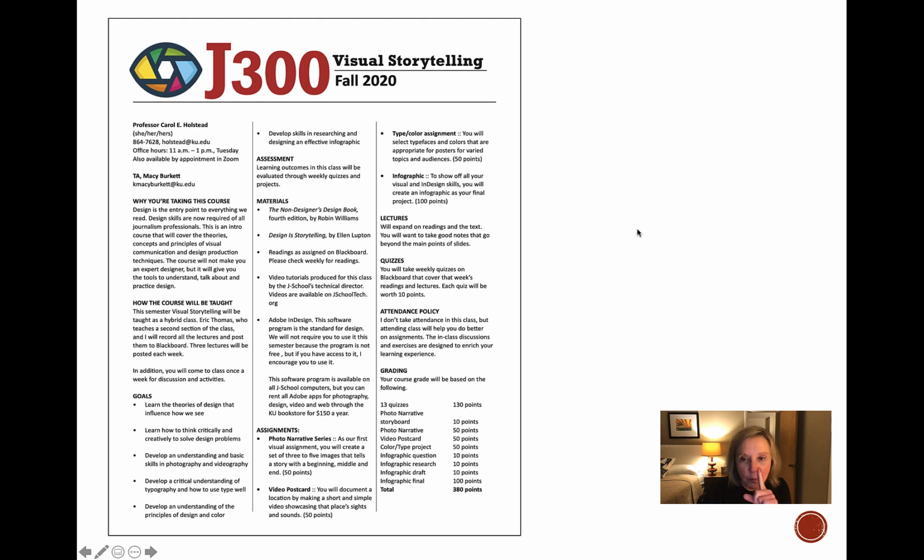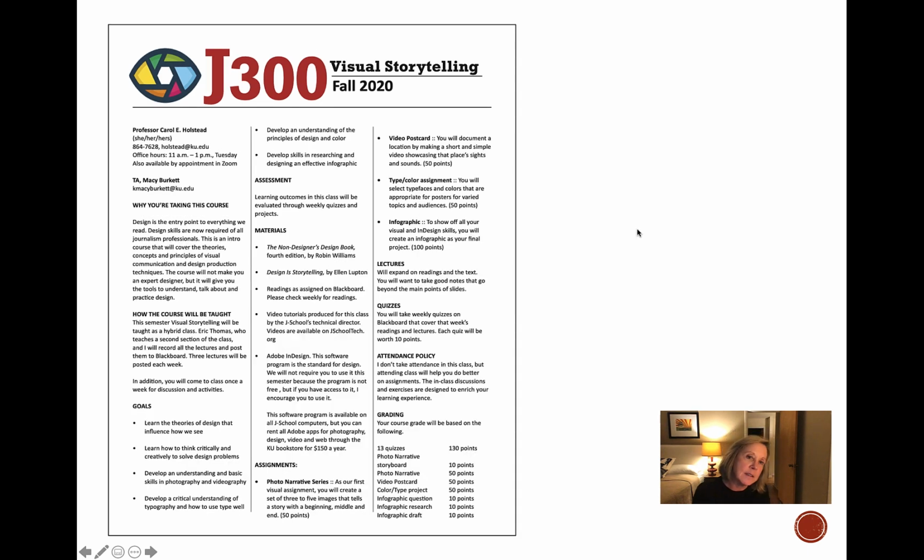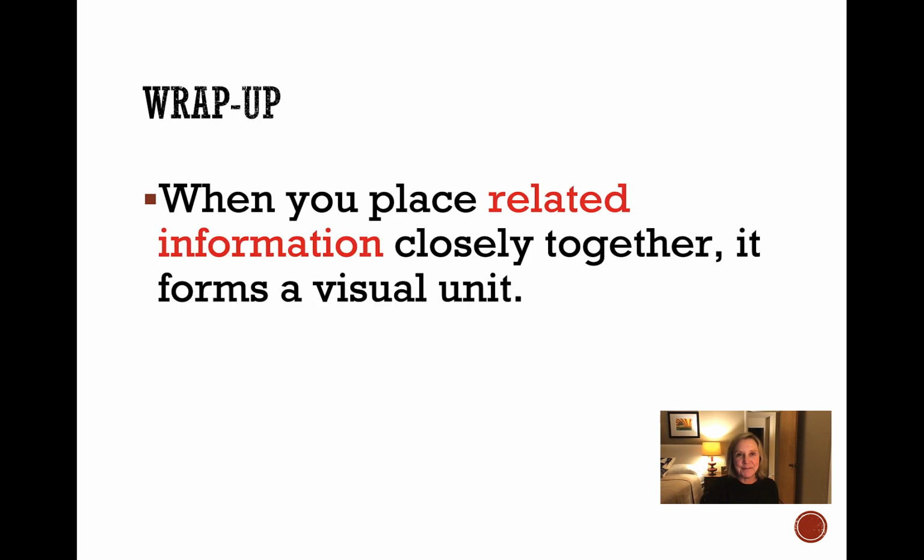But watch what happens when I space the headings evenly. Now, all of this starts to run together. Do you see that? Compare that with this on the right, where I've got the heading grouped with the related text. So as a wrap-up, when you place related information closely together, it forms a visual unit.